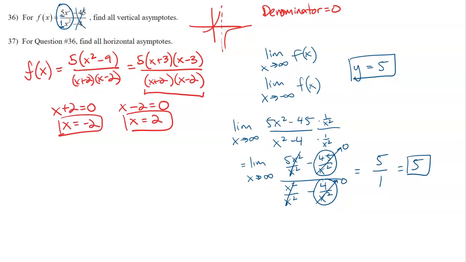And likewise, if we did the same thing for x going to negative infinity, we would get the exact same process, where these two would end up going to 0 and the x squared still cancels out. And so we still get a horizontal asymptote of y equals 5.